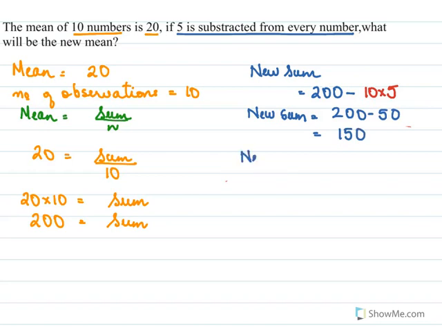So the new mean will be new sum over number of observations. 150 over number of observations here is 10, and the new mean will be 15.